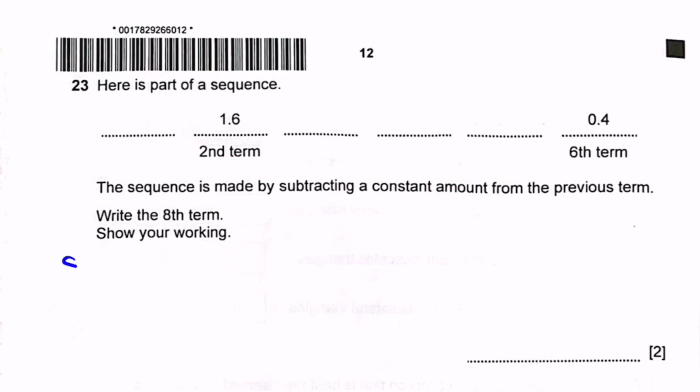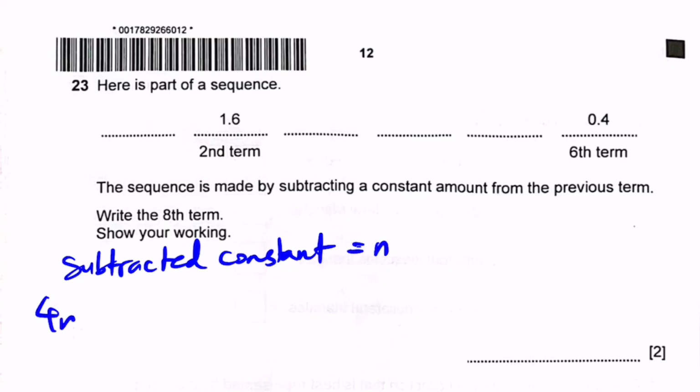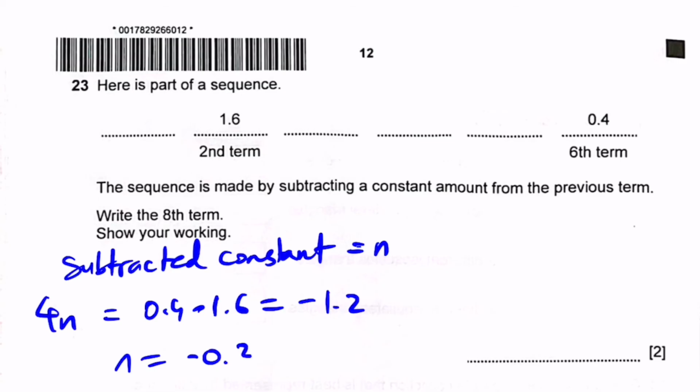Let's say the subtracted constant is equal to n. So 4n, because you subtract 4 times, will be equal to 0.4 minus 1.6, which is equal to minus 1.2. So n is equal to minus 0.3, if we did it correctly. So you subtract 0.3 each time.